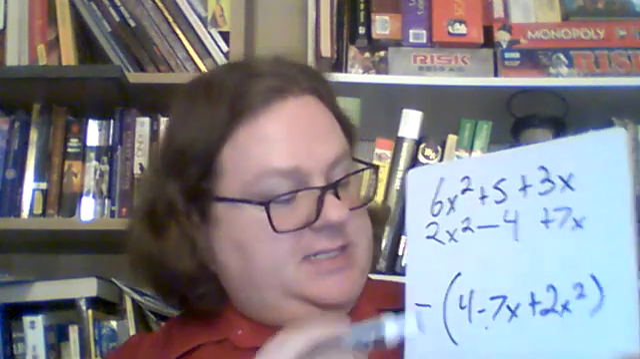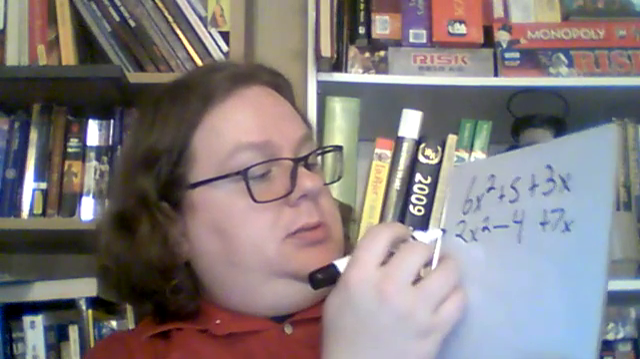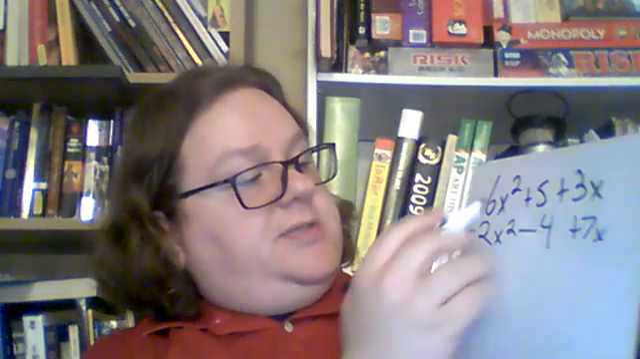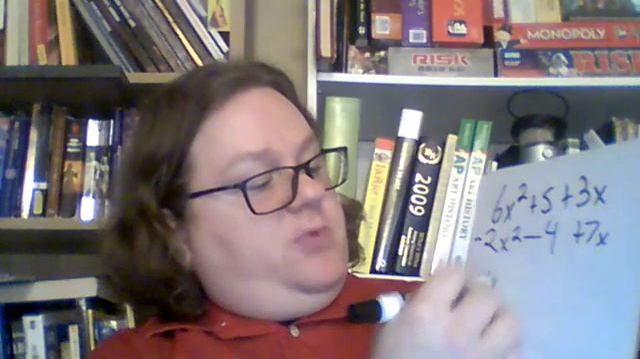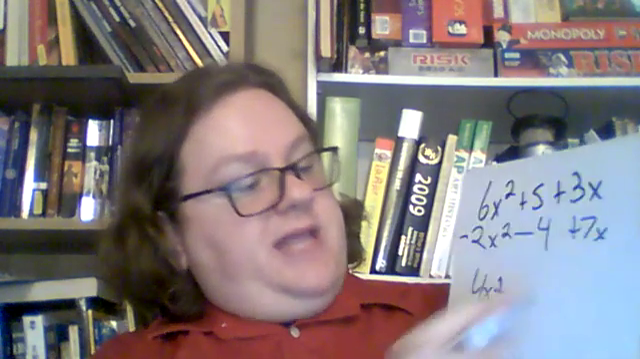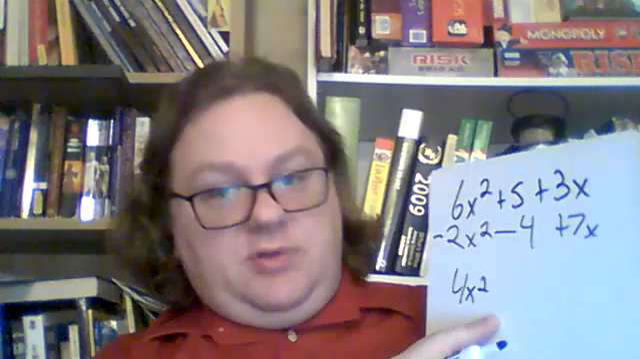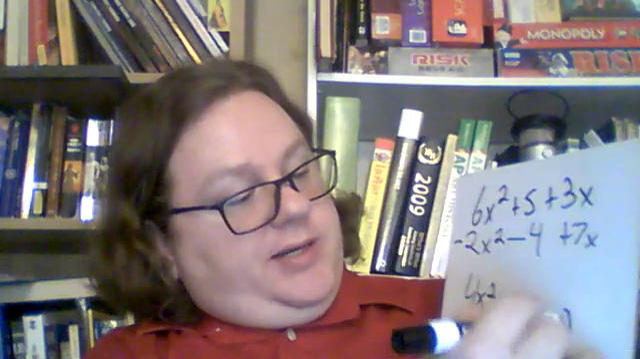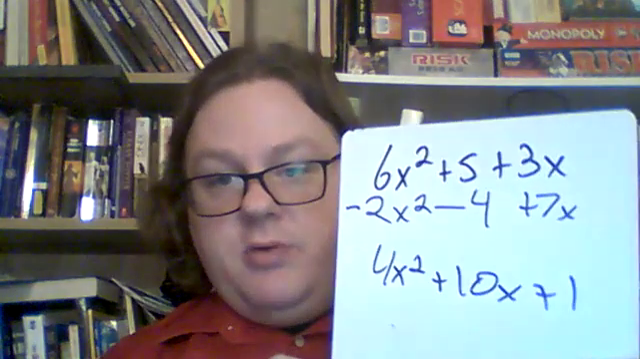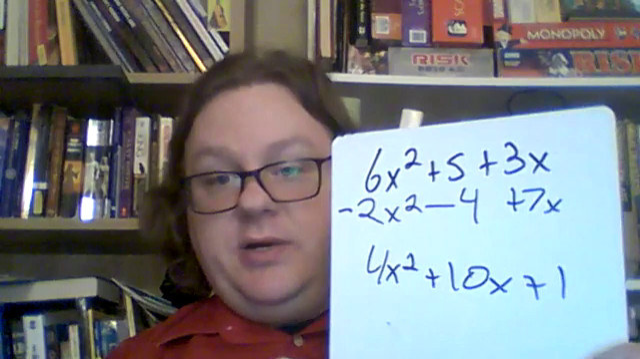Okay, does that make sense? Minus 4 minus a negative gives me a positive. Minus that is that. Okay, now that it's arranged, I go 6x squared minus 2x squared is 4x squared. And I want this x to be next, right? Because of the way we arrange polynomials. 7 plus 3 is 10, plus 10x. And then 5 minus 4 is 1, plus 1. There you go. 4x squared plus 10x plus 1.